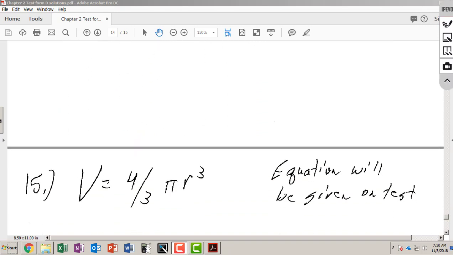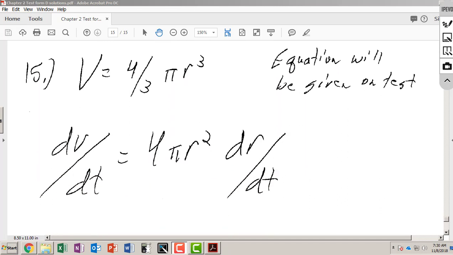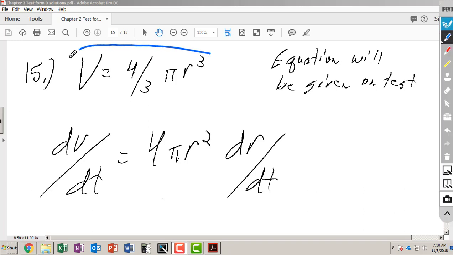On number 15, the directions say, as a balloon in the shape of a sphere is being blown up, the volume is increasing at the rate of 4 cubic inches per second. At what rate is the radius increasing when the radius is 1 inch? Well, the formula for the volume of a sphere is volume equals 4/3 pi r cubed.